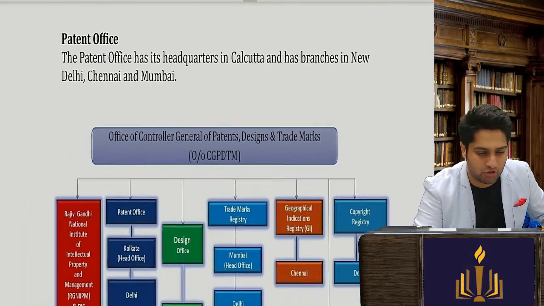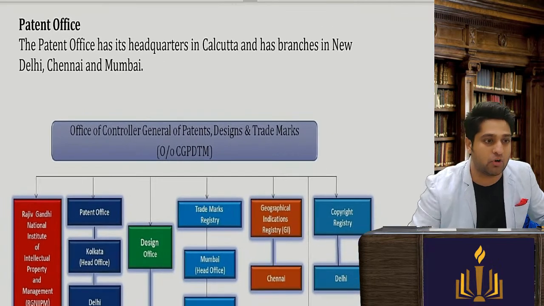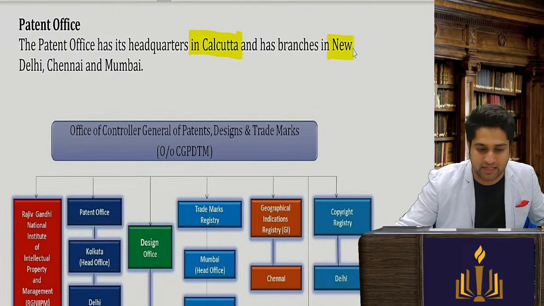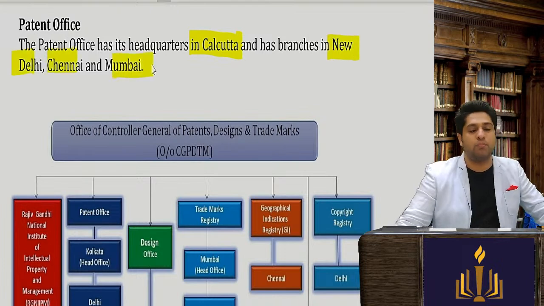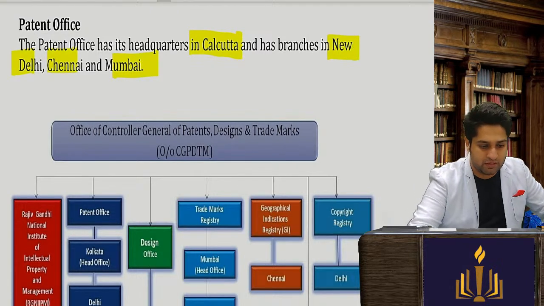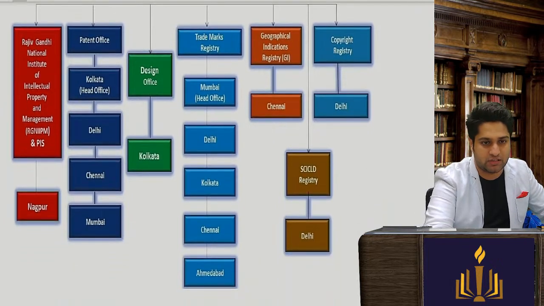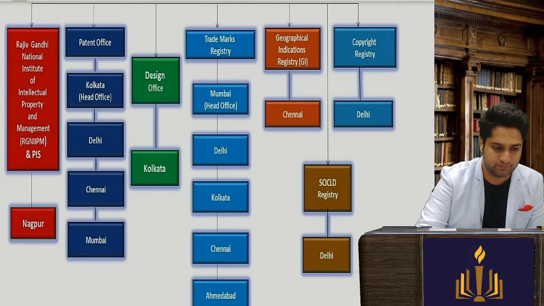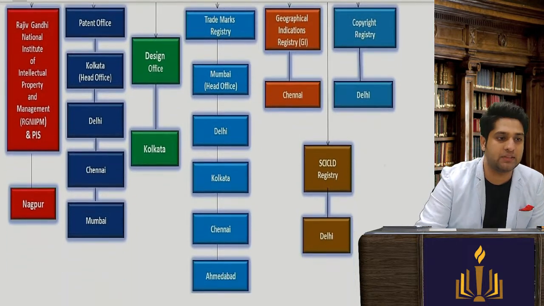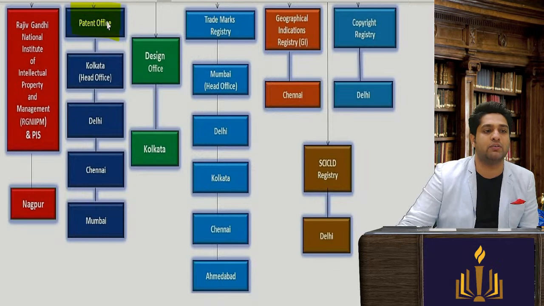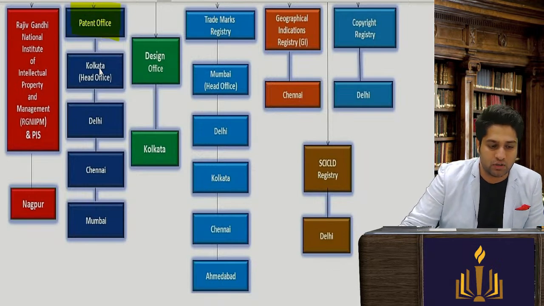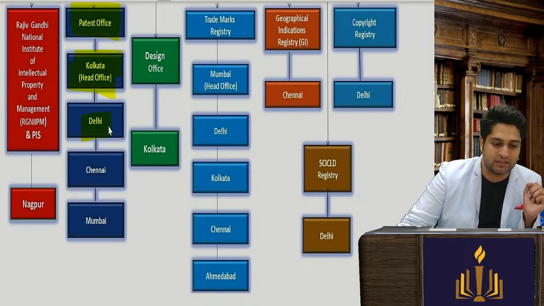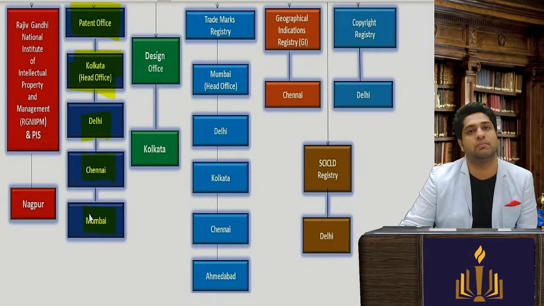Now, the patent offices are headquartered in Calcutta and have branches in Delhi, Chennai and Mumbai. These are all the offices of the intellectual property rights offices. We are concerned with the patent office. The head office is in Kolkata, and the other offices are in Delhi, Chennai and Mumbai.